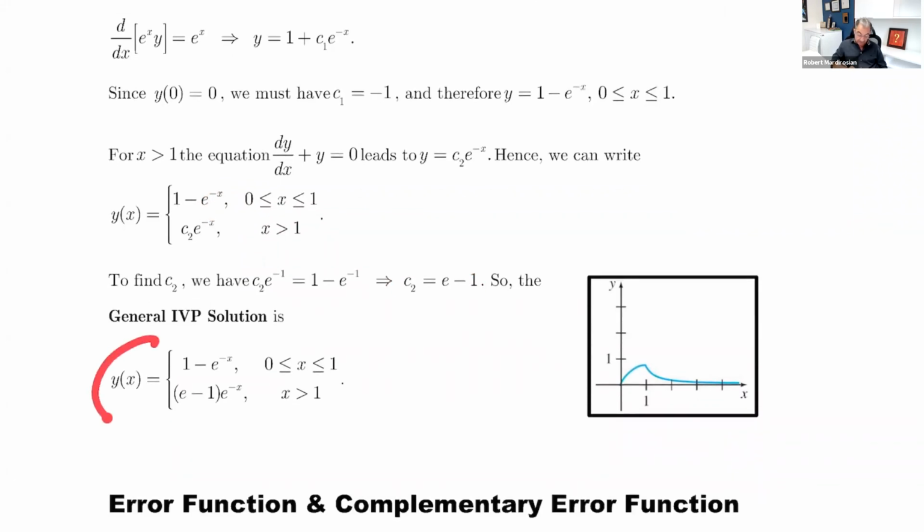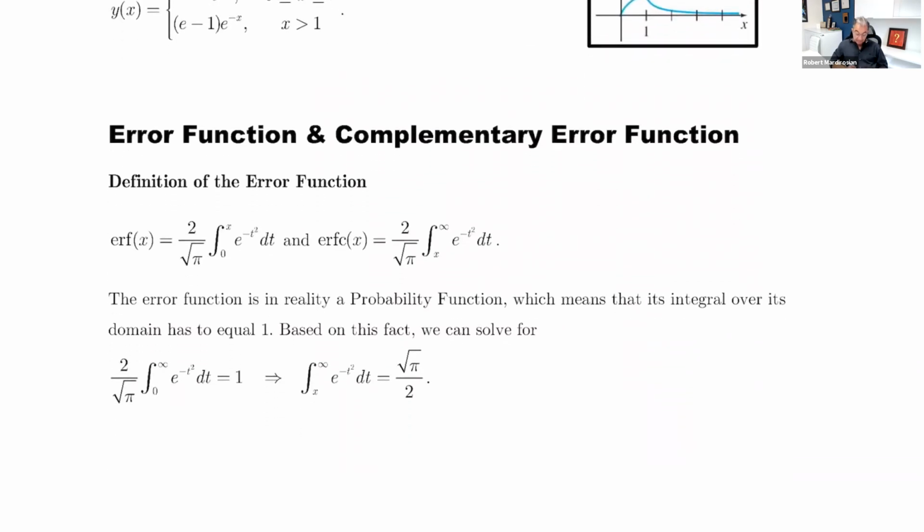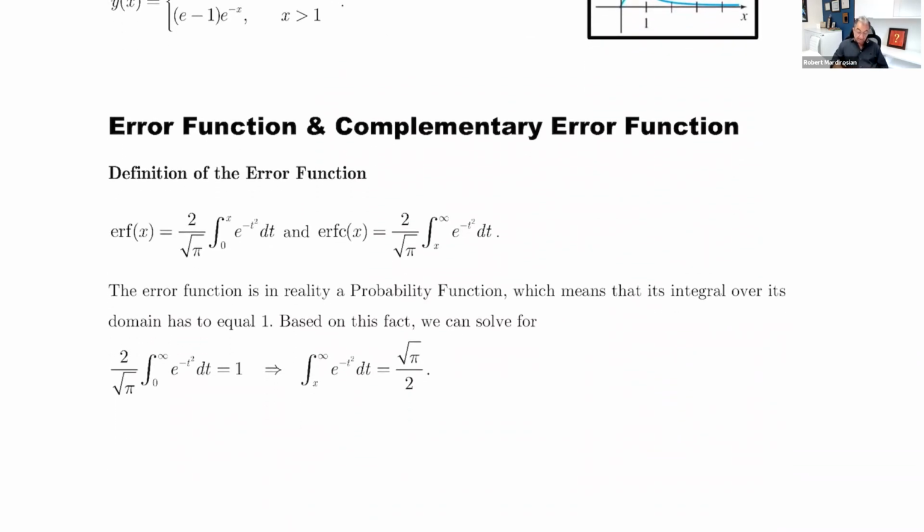So then you can write y of x as 1 minus e to the negative x, and e minus 1 times e to the power of negative x. And the first one, of course, when x is between 0 and 1, and the second one when x is greater than 1. I just want to give you a little lecture here about error function and complementary error function.